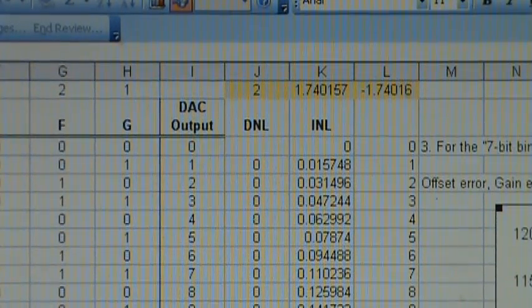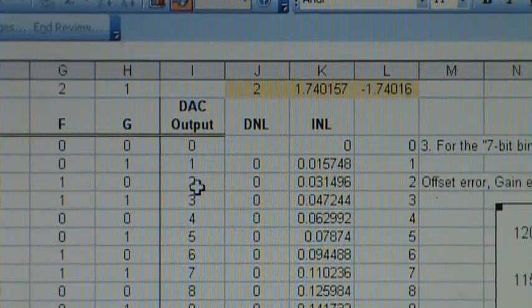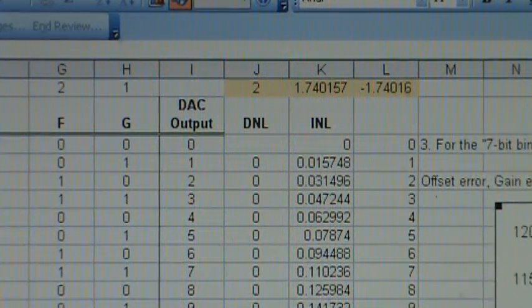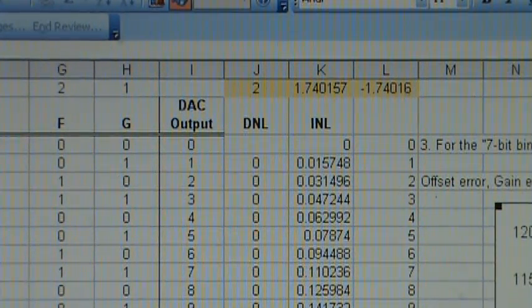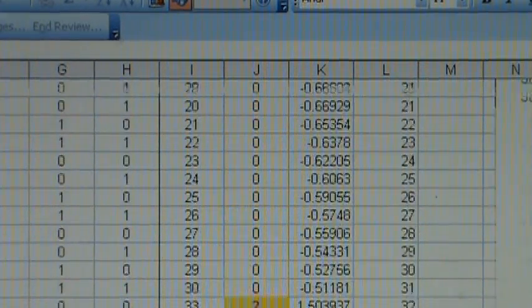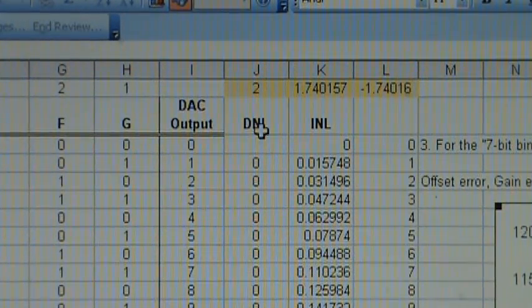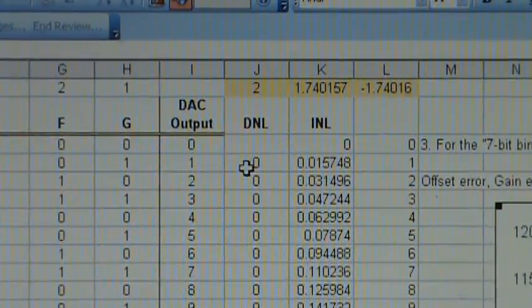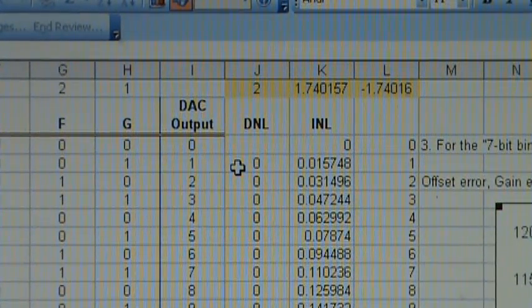And I can scroll along, and that's this column, DAC output. Okay, so it goes on. And I made another column here, which is my differential nonlinearity, because all I have to do is look for, did each of these steps step up by 1 volt, 1 count each time?